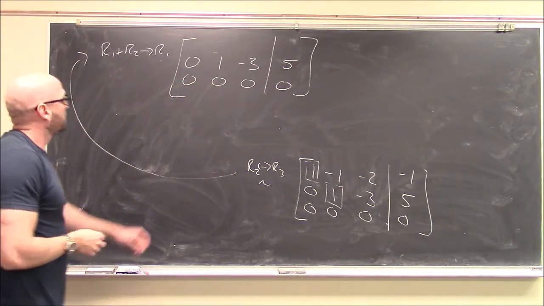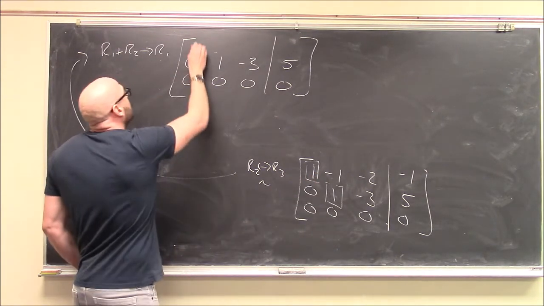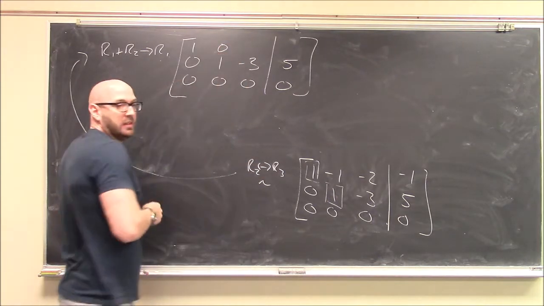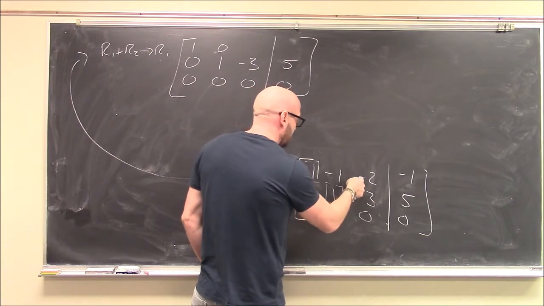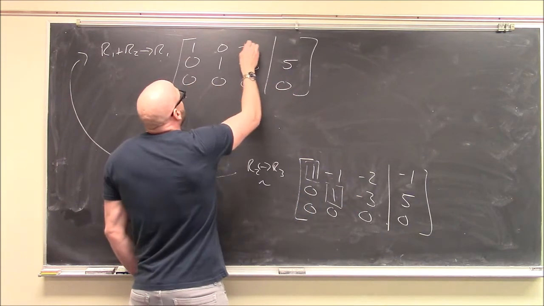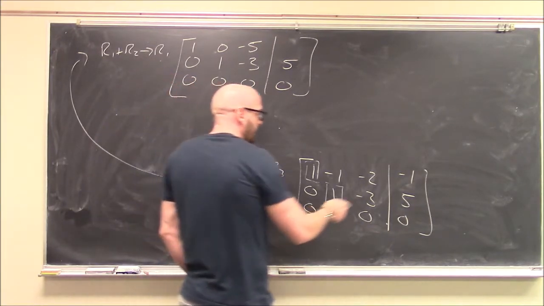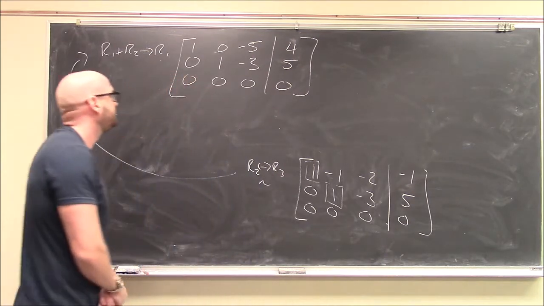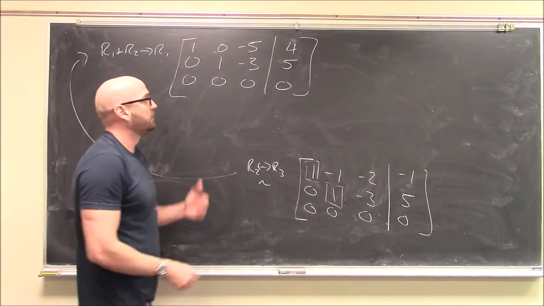And we're adding row 2 to row 1. So 0 added to 1 is 1. 1 added to minus 1 is 0, giving me exactly what I wanted there. Minus 2 plus minus 3 is minus 5. And minus 1 plus 5 is 4. This is in reduced form.